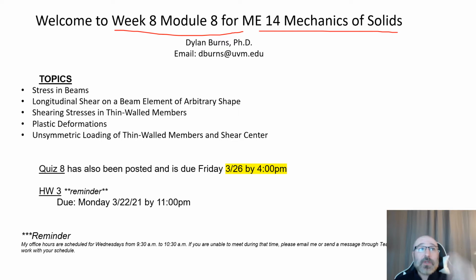So within this module, we're going to take a look at a couple different topics. We're going to begin Chapter 6 in our textbook. We're going to look at the stress in beams, talk about the longitudinal shear on a beam element of arbitrary shape, then get into some discussion on shearing stresses in thin-walled members, then moving on to look at some plastic deformations and talk about some unsymmetric loading of thin-walled members and shear center.